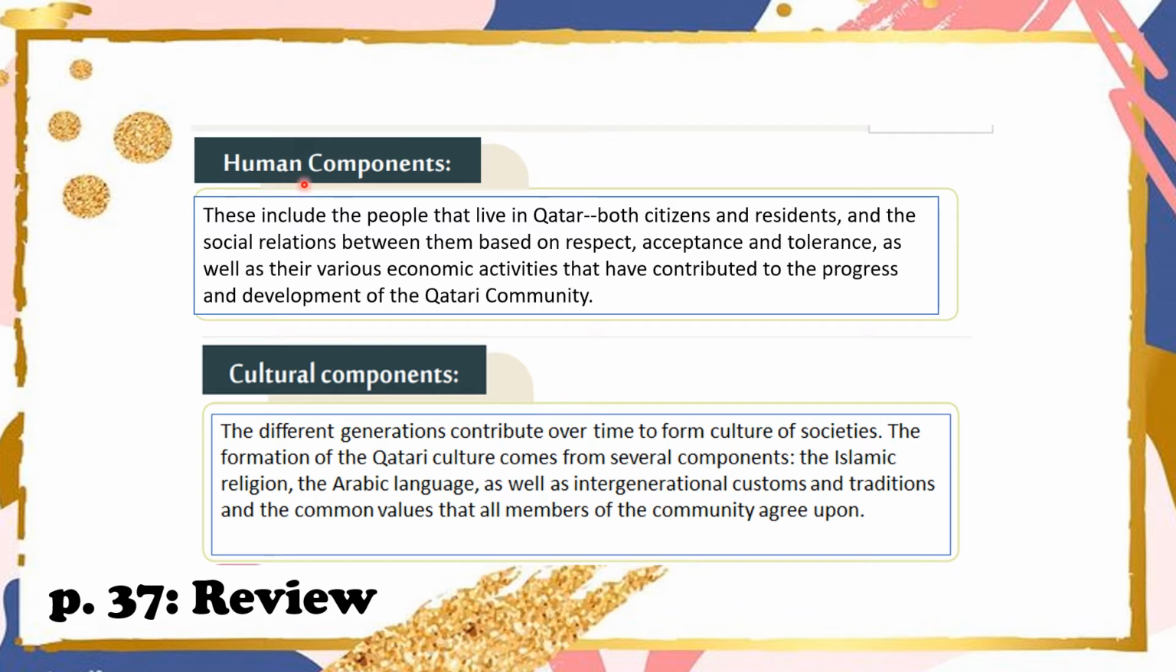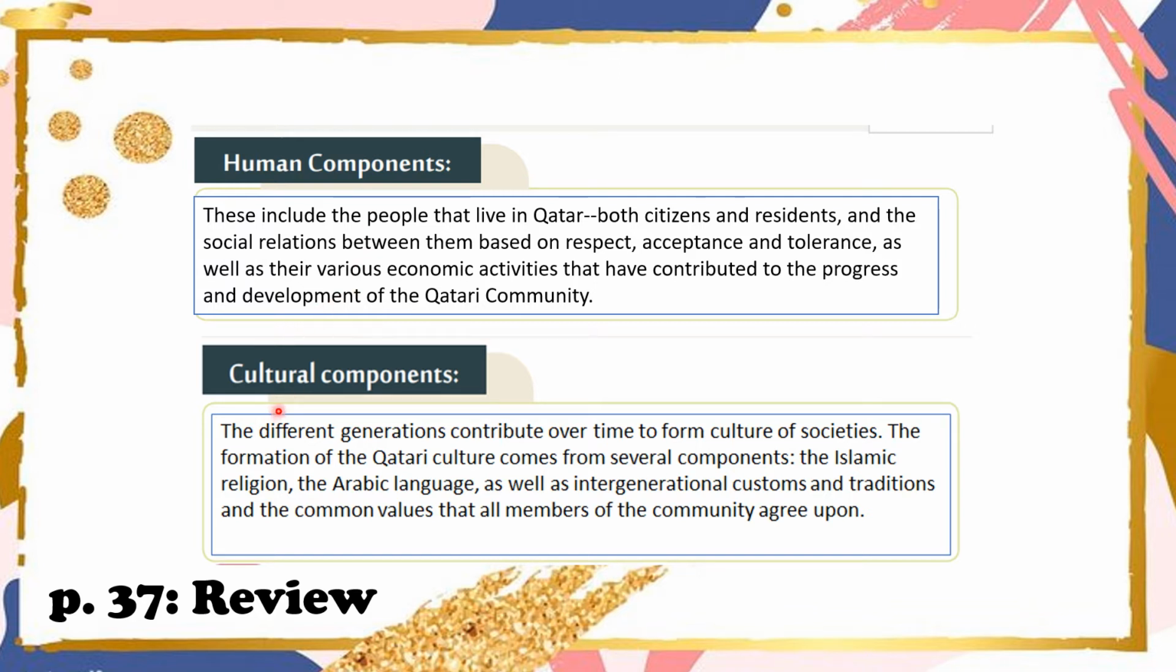Second, we have the human components, which include the people that live in Qatar. So we're not only talking about citizens, but also residents, or those people who were born in other countries but are residing or living in Qatar. And also the relationship between them, which are based on respecting each other, accepting each other, and tolerating differences or appreciating the differences amongst the people living in the community. And it also includes various economic activities that contributed to the progress and development of the Qatari community. So the human components of the Qatari community talk about how residents and citizens work hand in hand for the development of society.